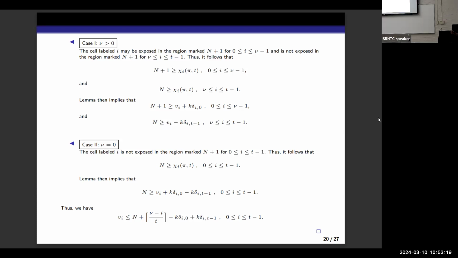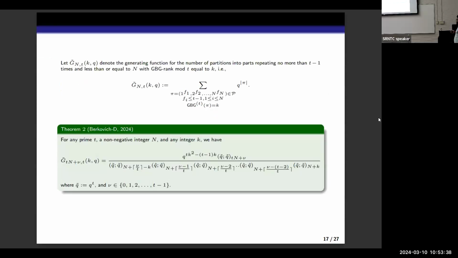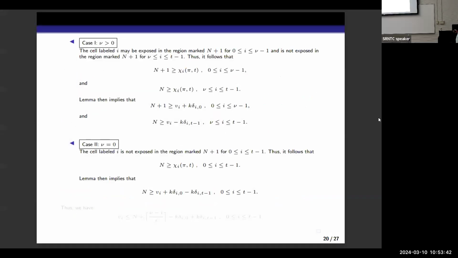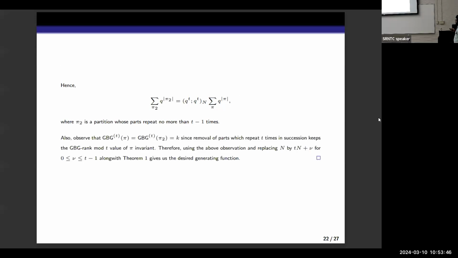Now it's easy to observe that the generating function for partitions into parts at most n is 1 over q sub n. So these bounds will then contribute to these terms in the denominator. Okay, and that's how we get Theorem 1. And for Theorem 2, I will just quickly go to some other results.